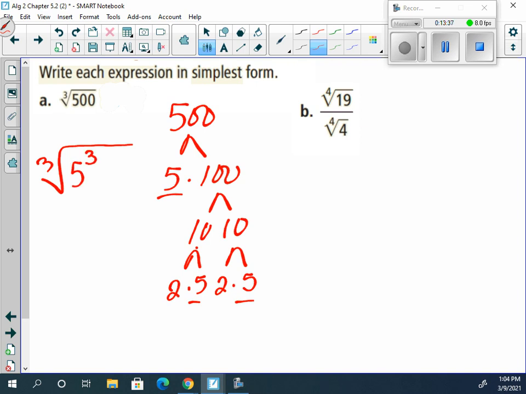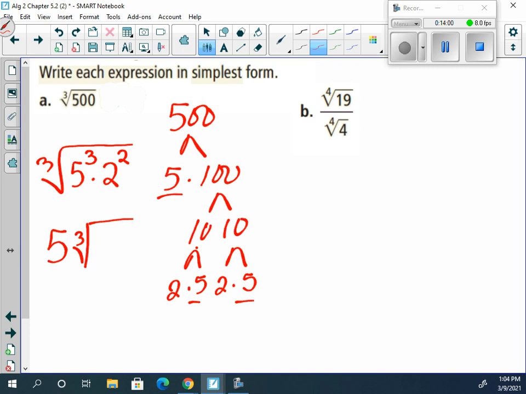5 to the third. So you already know that that 5 is going to be out, since there's 3 of them, can you already take it out? Right. And just essentially put it there. Yes. So 5 to the third, we know that's going to come out, because that third root would simplify, so we move the 5 outside.